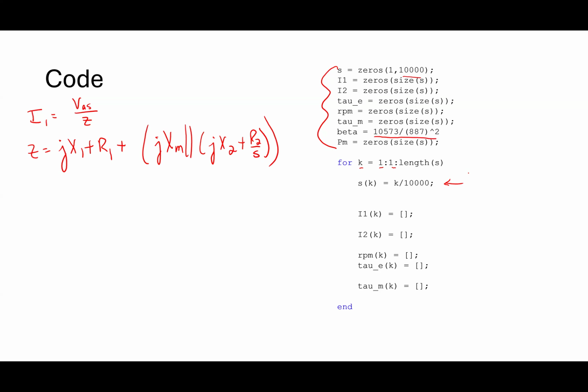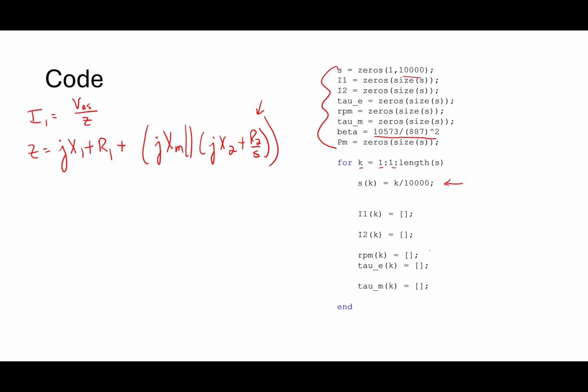Because at some point when I run the calculation, I'm going to have R2 over 0, and MATLAB's going to say not a number. And so the current, I don't know exactly what's going to happen. So I start with a number really close to 0. First time I go through this, S is going to be equal to 1 over 10,000. Last time I go through it, it's going to be 10,000 over 10,000. So what's that going to be? 1. So I'm basically looping from S equal to 0 to S equal to 1. So I'm looping over all my slips.